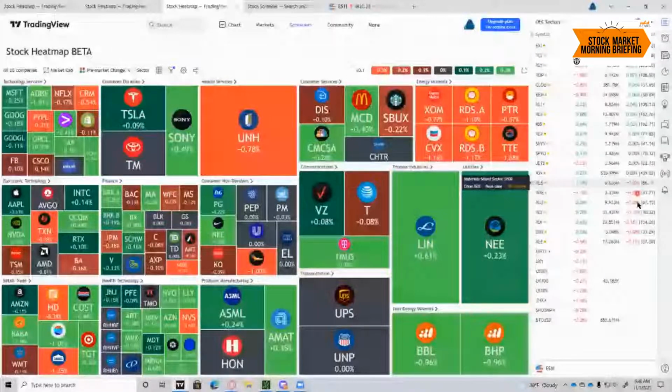XLE is way down here. This is the entire energy select sector, and XOP is more about gas exploration and production, right? Oil and gas exploration and production. Two different sides of energy.